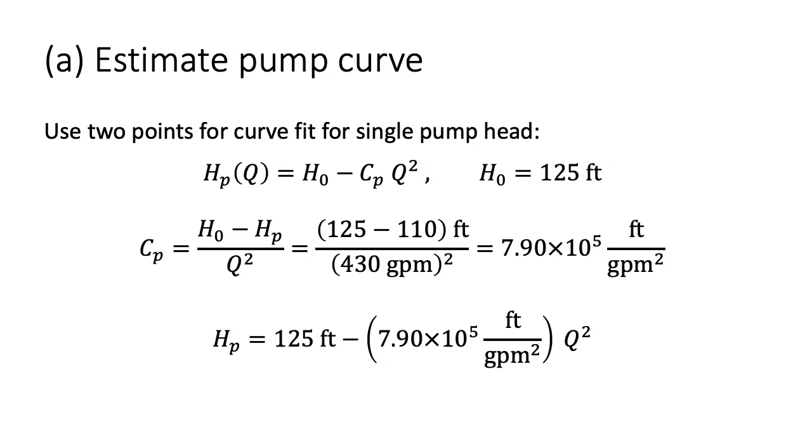First, to begin our calculations, we note that h sub naught is just our specified shutoff head of 125 feet. Second, we solve for c sub p in terms of the pump head and flow rate, then input our operating data point values, and finally get a value of 790,000 feet per gallons per minute squared. Third, we substitute these values into our function to get our pump curve for a single 11-inch diameter pump.